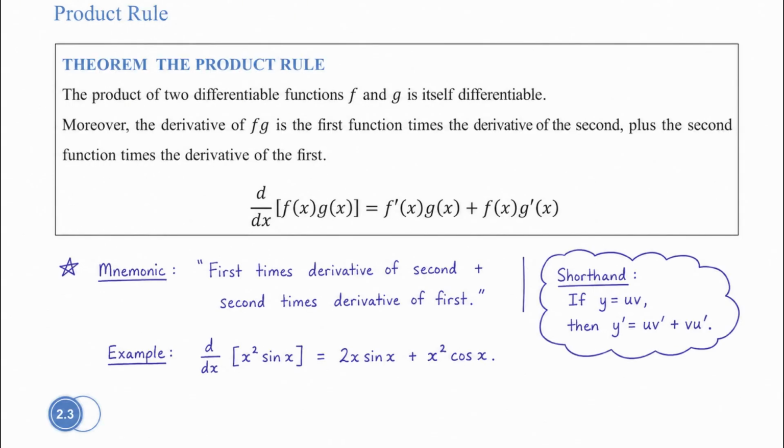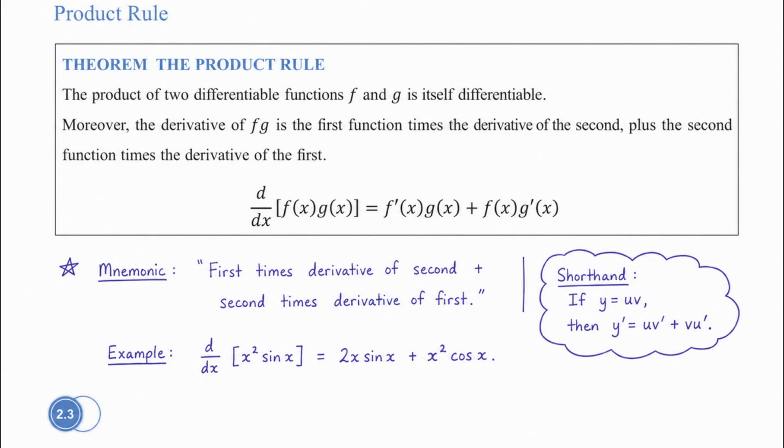A common mistake is to think the derivative of a product is just the product of the derivatives. That is not true. If we have two functions multiplied together, the correct rule is the derivative of f(x) times g(x) equal to f prime x times g(x) plus f(x) times g prime x. A short way to remember it is first times derivative of second plus second times derivative of first. Or in shorthand, y equal to uv, y prime equal to uv prime plus vu prime.